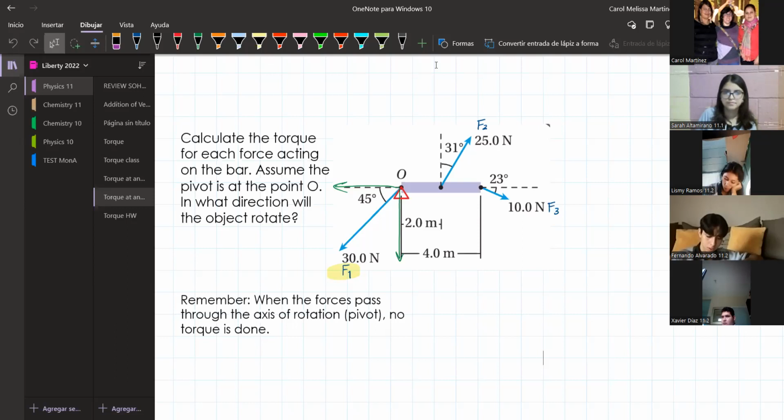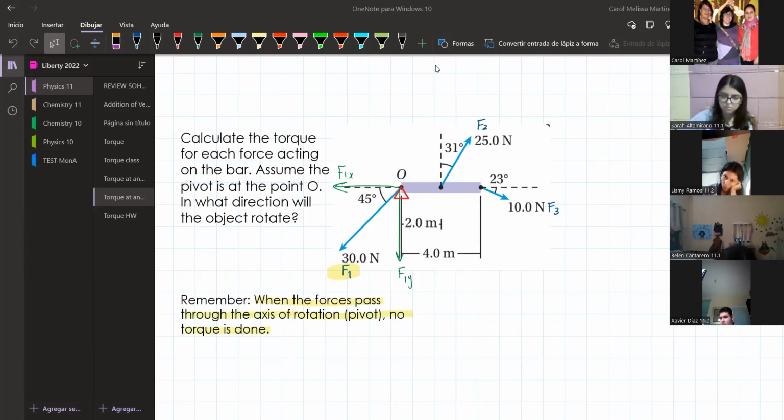What happened with the two components? One is going left, one is going down, but at what point are they being applied? In the pivot. So if the force is applied in a pivot, remember, no torque is done, okay? When the forces pass through the pivot, no torque is done, and it applies to all forces.